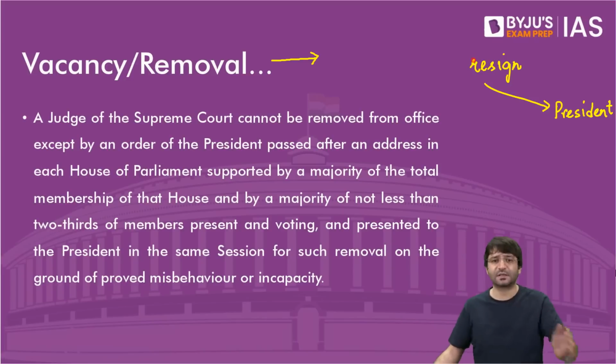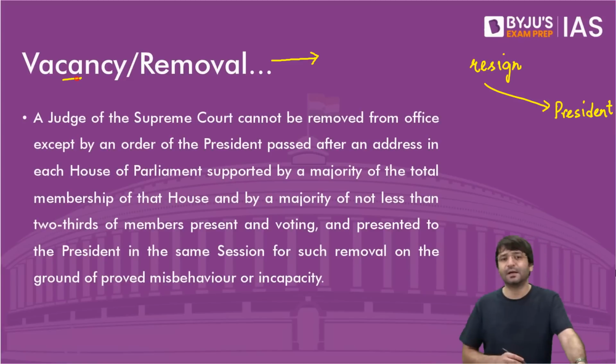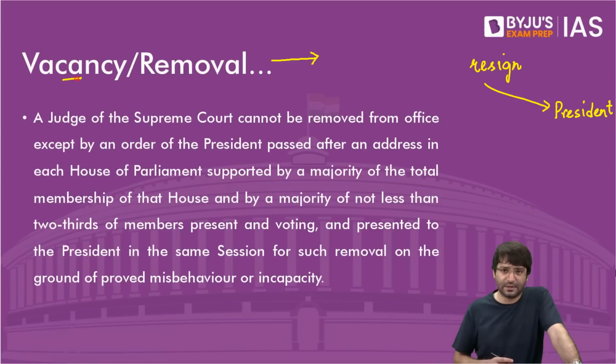The Chief Justice, the judges of the Supreme Court, the Chief Justice of a High Court, the judges of the High Court, they're all appointed by the President, and they can resign by submitting their resignation to the President. That's how there can be vacancy. But they can also be removed. And what is the process of removal?